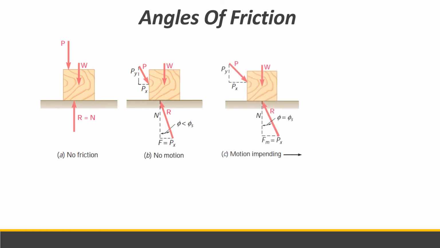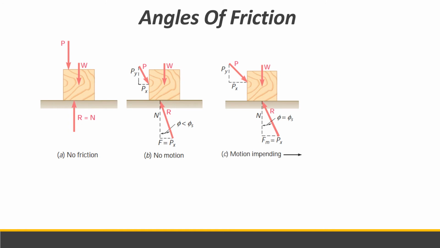Now if Px is further increased until the motion becomes impending, or just about to move, the angle between R and the vertical grows, of course. So the angle will increase until it reaches phi s. So that is also the maximum force. So our Fm, so Px is equal to the Fm, or the maximum force, where the block is in motion impending, or it is about to slide or to move.